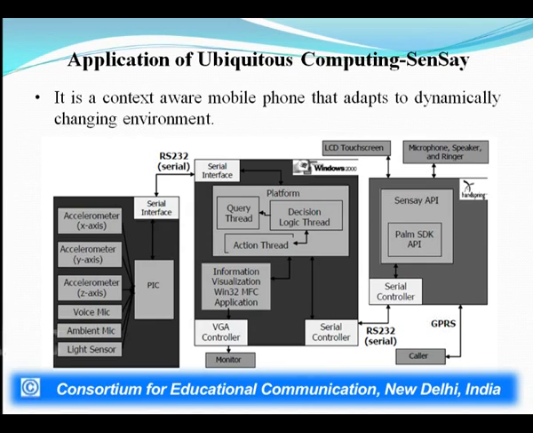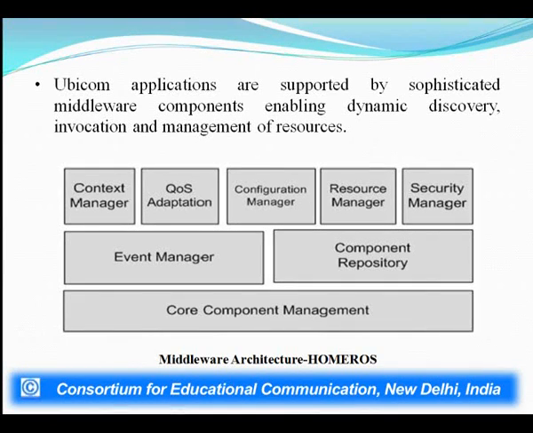and I have taken few of them. So, for example, Sensei, it is the ubiquitous system models, and it is a context aware mobile phone that adapts to dynamically changing environment, and this is the suggested models. There are 3 parts of that, and this model can be directly implemented to give the high level of ubiquity. And another architecture or the design which has been suggested is middleware architecture.